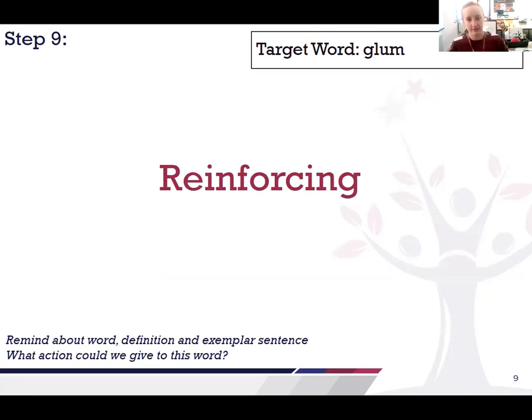So let's have a little recap then. So our word today was glum. Can you say that? Glum. So glum has one syllable in it. And if I remember rightly, the definition is it's when somebody is feeling a bit sad, they're a bit quiet, and they're a bit miserable.